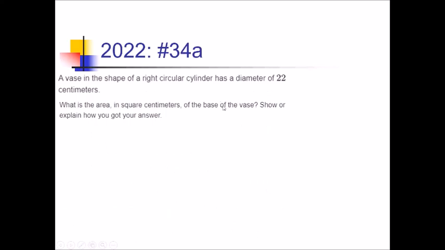For this multi-part problem, we have a vase in the shape of a right circular cylinder with a diameter of 22 centimeters. First question, we want to know the area in square centimeters of the base of the vase. Since it is a circular cylinder, that means the base is a circle with an area of pi r squared. So we've got pi times half the diameter, so 11 squared.